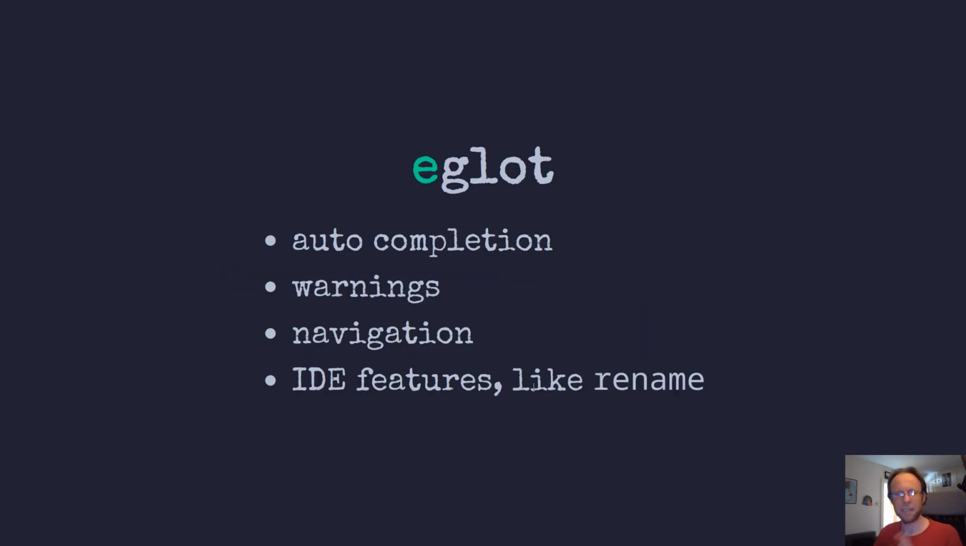And of course, with Emacs 29, the next version, eglot will be built in. So a lot of people just use that if it caters for their needs. It does have auto completion, warnings, navigation. It has a few IDE features like rename.